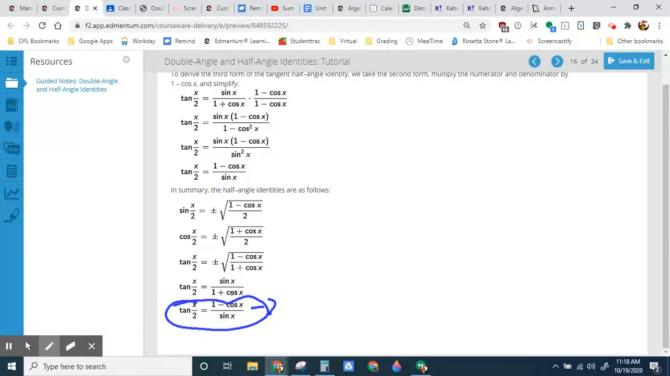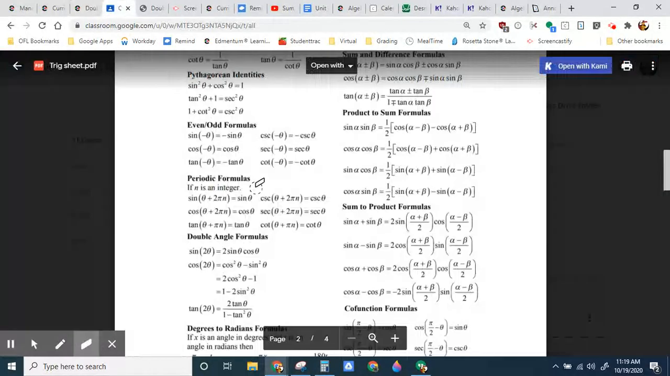But there are going to be opportunities where you might want, let's say you don't know what the y value is. You might want to use your sine, your cosine. If you do know it, you can pick between this function or this function, whichever one you think would help you out the most. And if you need these, they should be identified. That's the double angle formula.